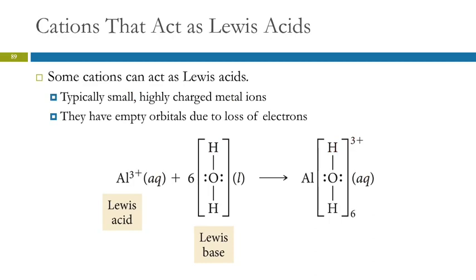So here we've got cations. We talked about these before, but now we're going to look at how they act as Lewis acids. So aluminum ion, and here water is acting as a Lewis base, and so the water is going to donate electrons to the aluminum and form this complex ion. The aluminum has empty orbitals because it's lost its valence electrons.